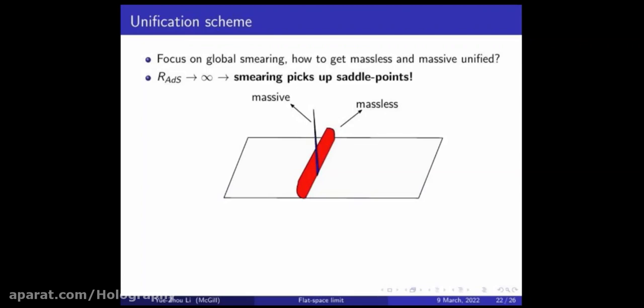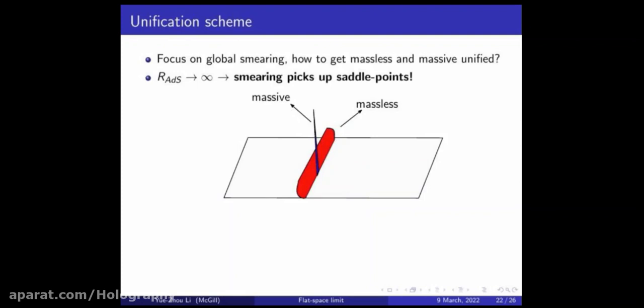Why do we get the flat space limit formula? The idea is that if we take the AdS radius to be very large, the smearing integral picks up saddle points. If we start with the bulk reconstruction, we have some integral, smearing over the boundary. But if we take the AdS radius to be very large, this smearing integral picks up a saddle point. This figure shows how things are going on: we have the whole plane of parameters, but if we take the AdS radius to be very large, we pick up the saddle points.